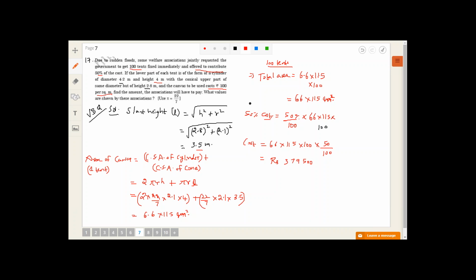Now, what can be the values that are shown by these associations? So one value I can say is that they are showing humanity towards people who got affected in the floods. And the second thing is helping the flood victims.